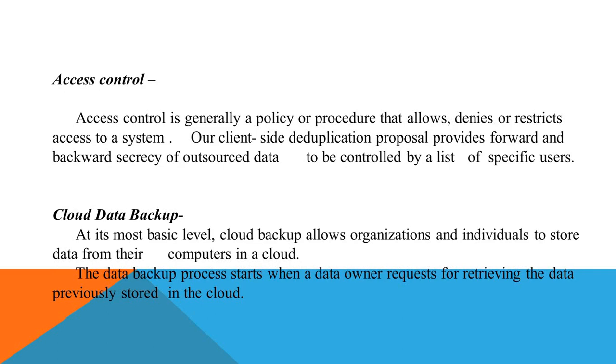Access control. Access control is generally a policy or a procedure that allows, denies, or restricts access to the system. Our client-side deduplication proposal provides forward and backward secrecy of outsourced data, to be controlled by a list of specific users. Cloud data backup: at its most basic level, cloud backup allows organizations and individuals to store the data from their computers into the cloud. The data backup process starts when the data owner requests retrieving the data previously stored in the cloud.